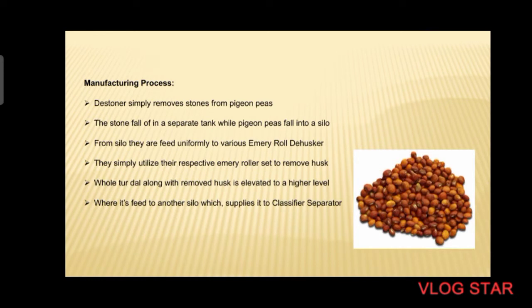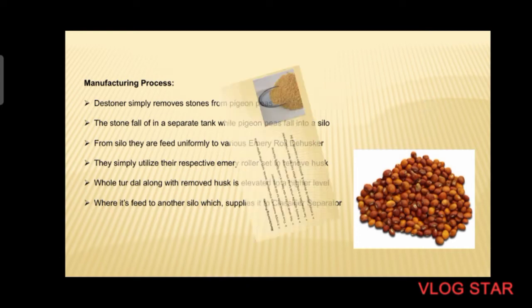The destoner simply removes stones from pigeon peas. The stones fall into a separate tank while pigeon peas fall into a silo. From the silo they are fed uniformly to various emery roll dehuskers. They simply utilize their respective emery rollers to remove husk. Whole dal along with the removed husk is elevated to a higher level where it is fed to another silo which supplies it to a classifier separator.